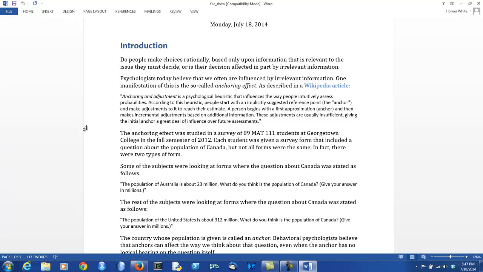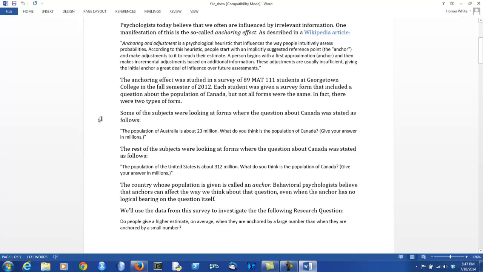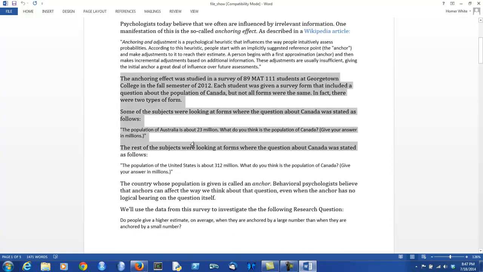Many psychologists today believe that we are often influenced in our decision-making by irrelevant information, and one way that this happens is through the anchoring effect. Notice there's a little introduction to the anchoring effect, even a link that in a Word document could be clicked for people to get more information about it. Also, some description of the survey in which this anchoring effect was studied.